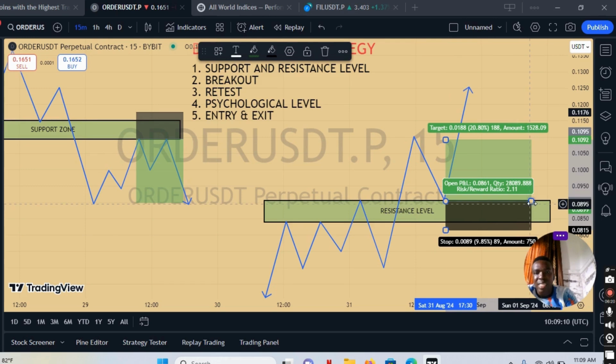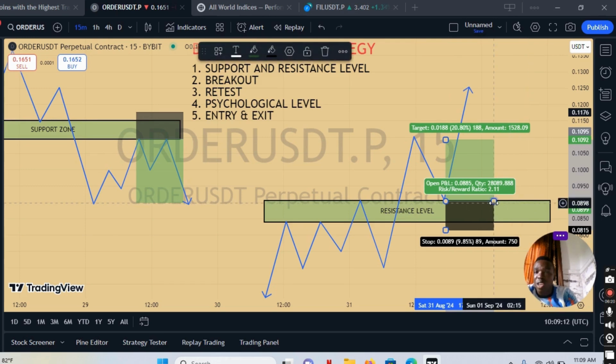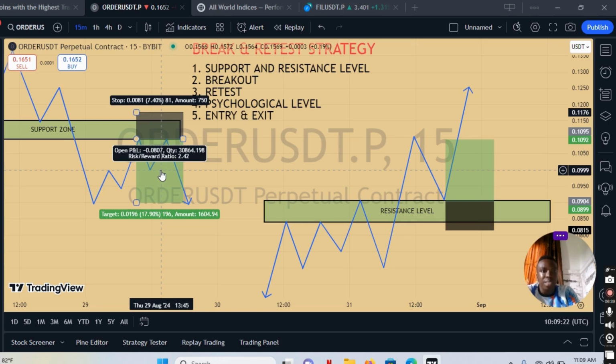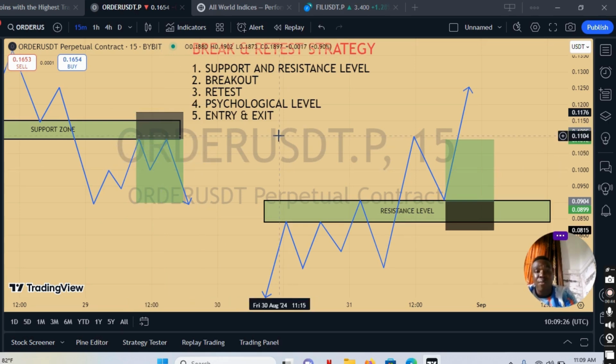As you can see over here, this is just a 1:2 risk reward ratio, at least giving you two times your capital. Then here we have the same thing. Although this is just a mere example, I'm going to show you a live example on a chart so that you can understand it much better and clearly.